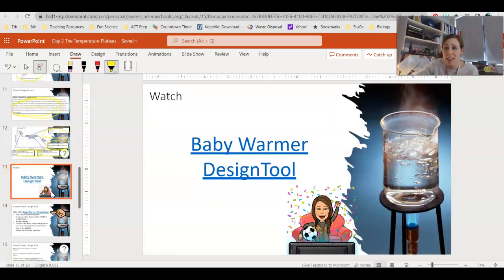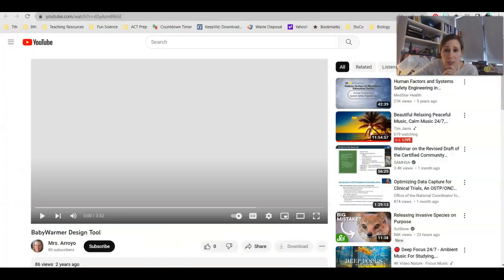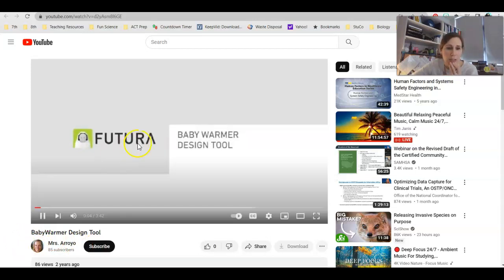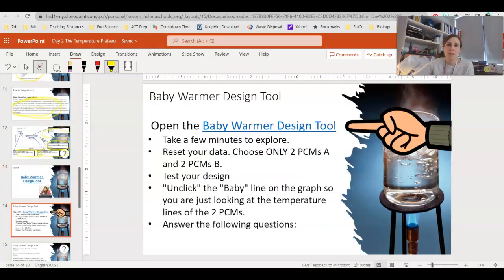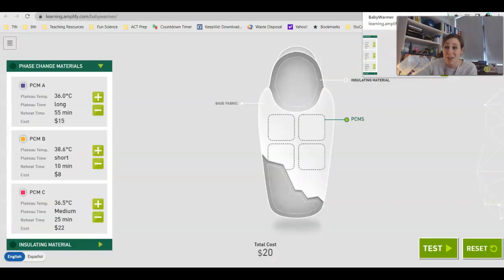Okay, this is where we get introduced to the actual design tool where you guys will be designing these incubators. So go ahead, take a second to watch this video. It looks like this. It's going to just explain to you guys how this modeling tool works and a little bit of the things you need to know about it. Okay, and when you're done, you guys will take a second to open up the sim that you'll be using to collect data for the rest of this unit.